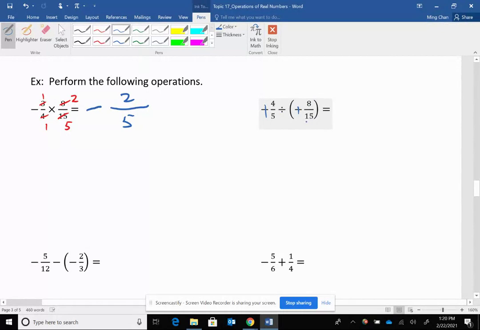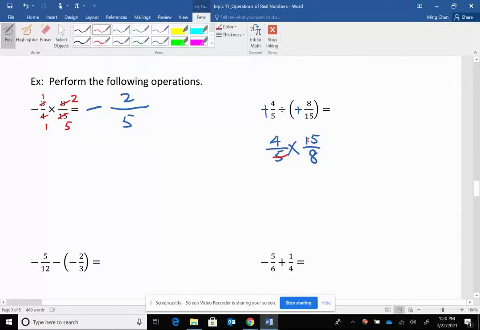Division of a fraction means we will times the reciprocal. So my second fraction becomes 15/8. My first fraction, 4/5. Oh, Mr. Chan, what happened to your negative sign? I already took care of it. Negative divided by a negative fraction is a positive answer. So I don't have to worry about the sign anymore. My answer will be positive.